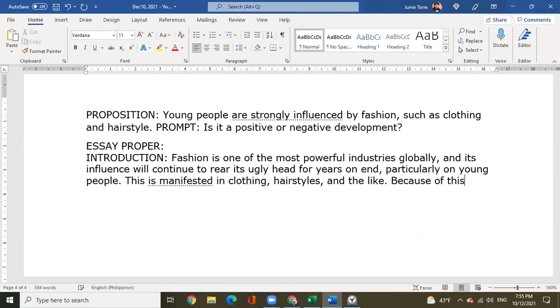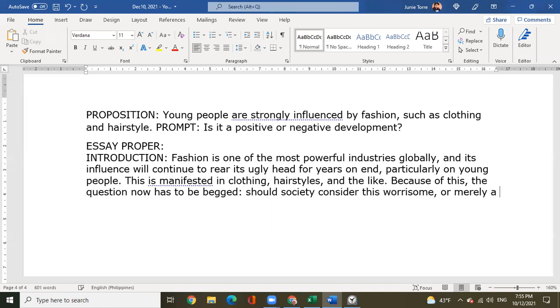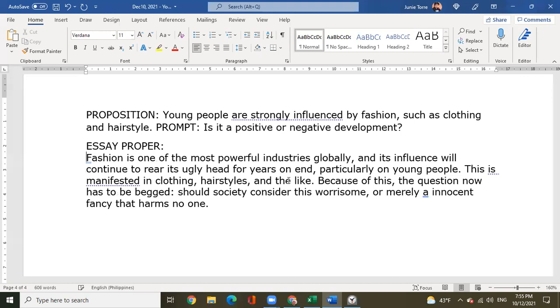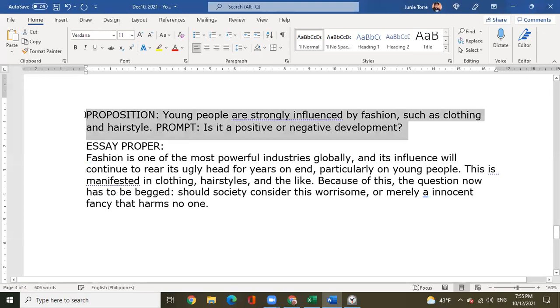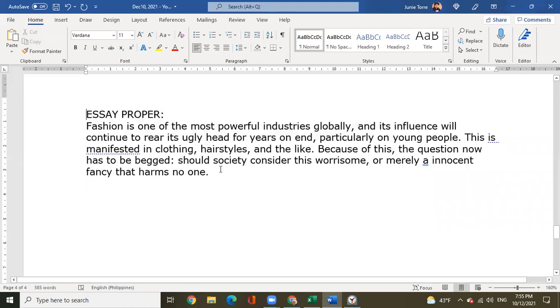Because of this, the question now has to be begged. Should society consider this worrisome or merely an innocent fancy that harms no one there? So that's the introduction, guys. And then there, we can now leave that there. Let's now delete this.